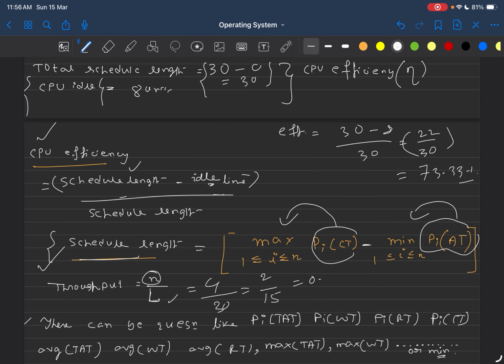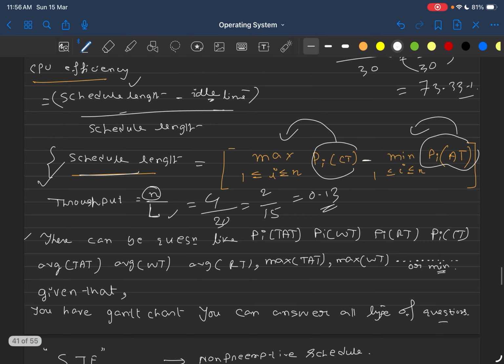So that is 0.13. There can be questions like, for any process, let's say process 1, process 2, process 3, what is its turnaround time, its waiting time, its response time, and its completion time. Also the average turnaround time, average waiting time, and average response time. You will have to sum up all the turnaround times and divide by the number of processes; similarly for waiting time and response time.